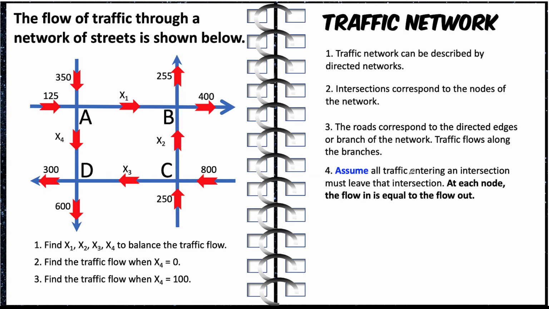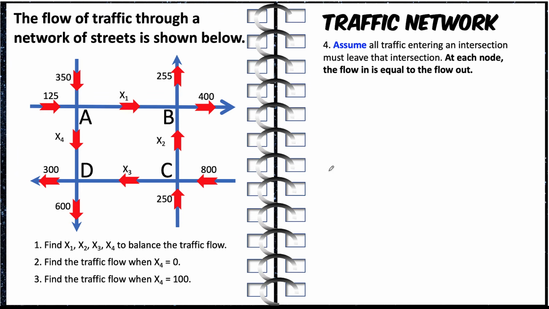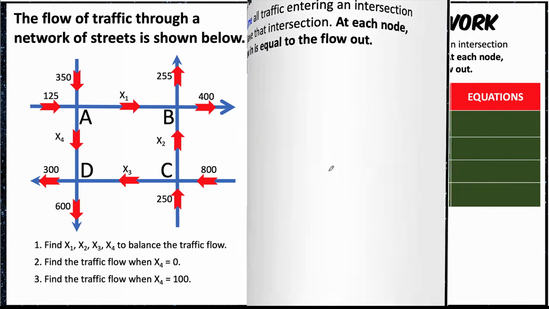And number 4, this is very important, assume all traffic entering an intersection must leave the intersection. And at each node, the flow in is equal to the flow out. And number 5, assume that the total traffic entering the network equals the total traffic leaving the network. So based on this property number 4 of a traffic network, we can now form equations. Let's construct a table first.